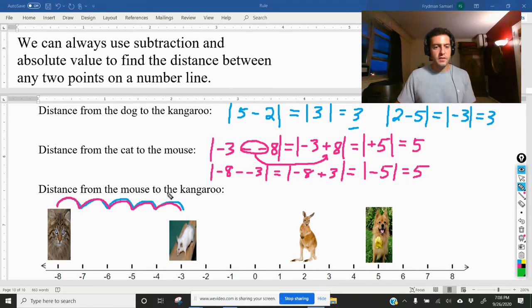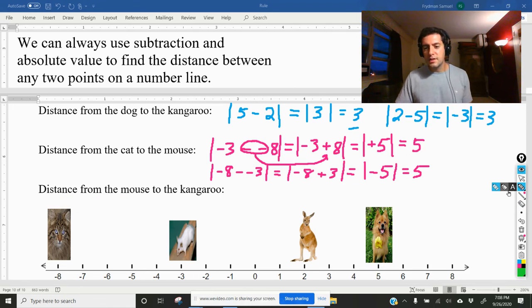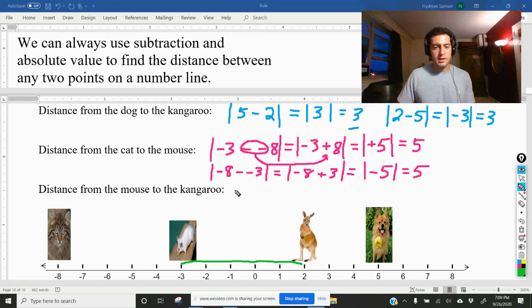What is the distance from the mouse to the kangaroo? Let me get rid of this. All right, so the distance from the mouse to the kangaroo. Well, we can see the answer quickly, even before we do the math over here. So that's 1, 2, 3, 4, 5. So we should get the distance from the mouse to the kangaroo as 5 units. Let's see if we do.